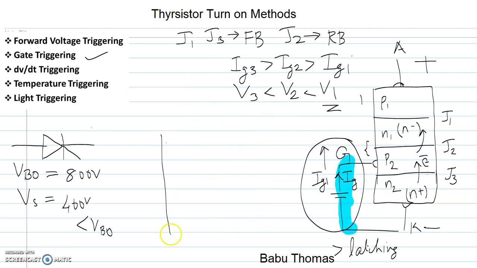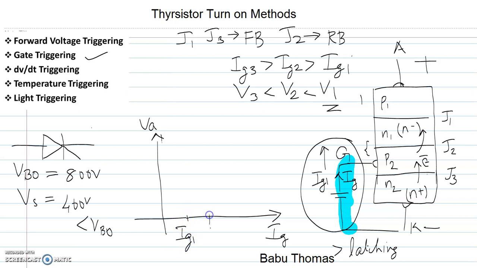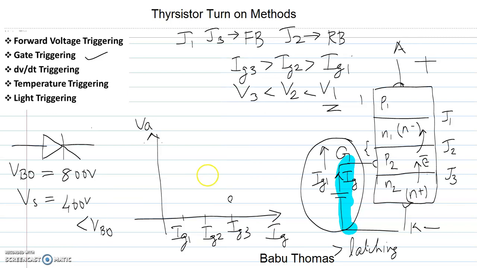We can plot the variation of gate current for different values of breakover voltage like this. This is for Ig, and this is your anode voltage Va, and we can plot it over here. This is for Ig1, this is Ig2, and this is Ig3. So from here we can see that Ig3 is greater than Ig2, which is greater than Ig1. If the gate current is smaller, then the amount of forward voltage required for turning on the thyristor is lesser, so the point will come over here. If Ig2 is lesser than Ig3, then a greater forward breakover voltage is required, and we can plot it over here. And if the gate current is reduced still further, then you need more voltage across the device to turn it on. Therefore, we can plot a graph like this.